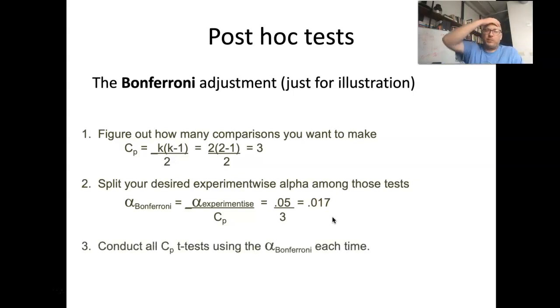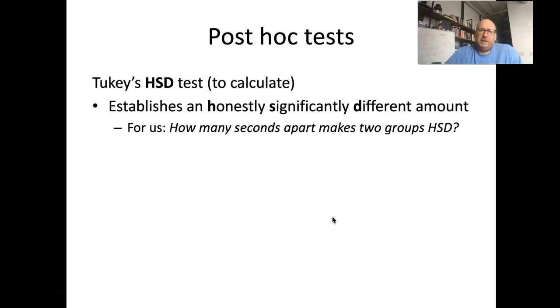So anyway, it's a 3-step procedure, and we won't be doing this, but it's super easy to understand. Finally, post hoc tests sometimes create what's called a critical value of a significant difference. Tukey's version is called an honestly significant difference. There's another one called a least significant difference.